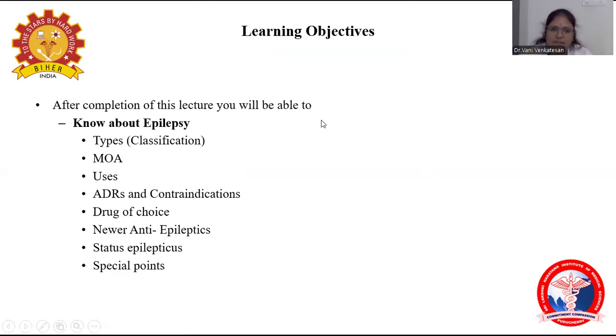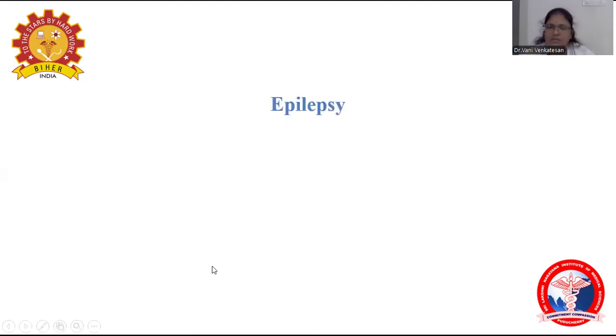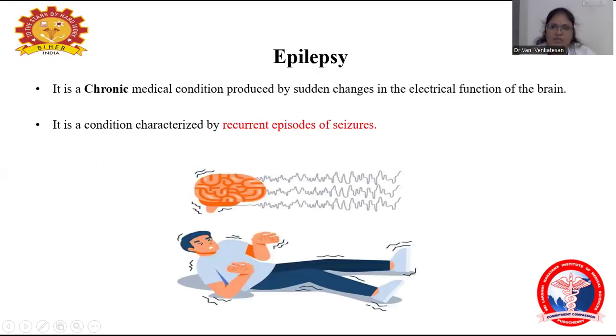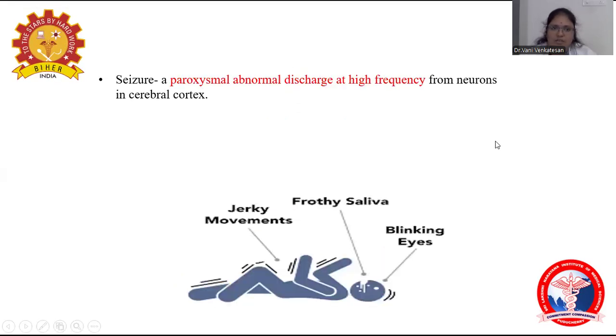The learning objectives are that at the end of the lecture, the student will be able to explain what epilepsy is, the types of epilepsy, mechanism of action, uses, newer anti-epileptic agents, status epilepticus, and special points. Epilepsy is a medical condition produced by sudden changes in the electrical function of the brain. It is characterized by recurrent episodes of seizure.